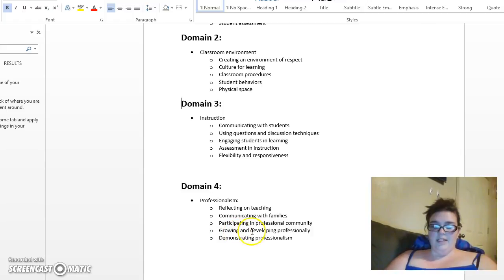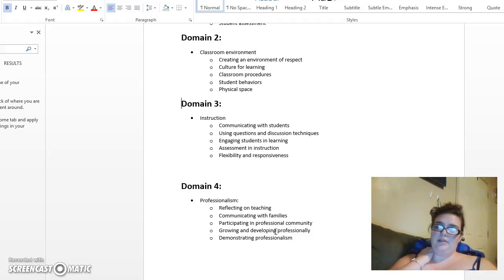And then growing and developing professionally, which is the enhancement of content knowledge. And so that's you enhancing what you know about the content knowledge, and that's kind of talking about going to conferences. And then also demonstrating professionalism.